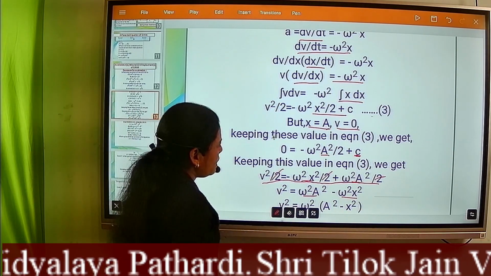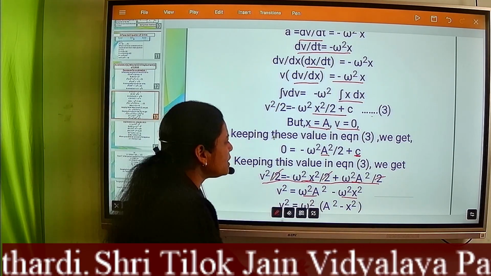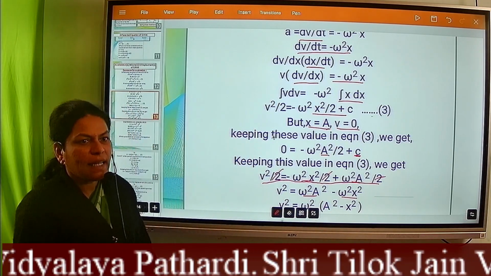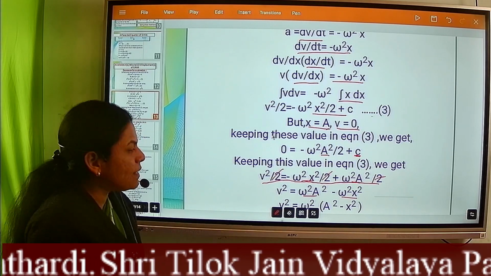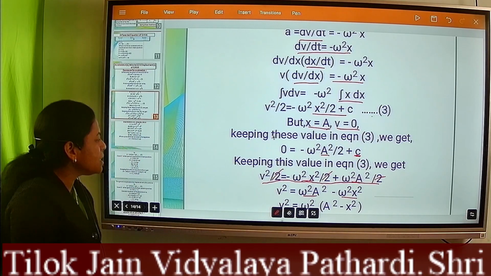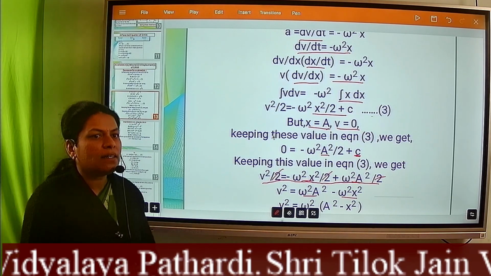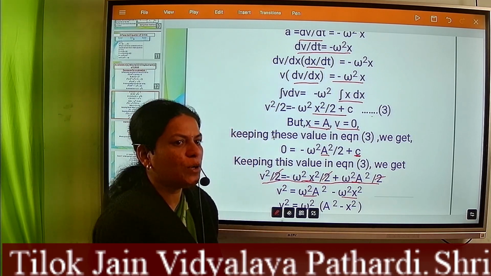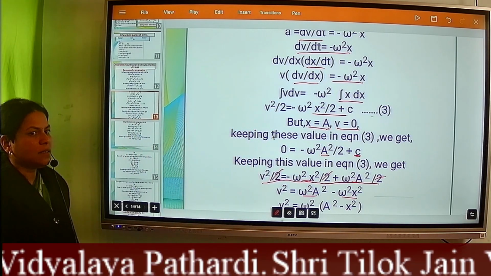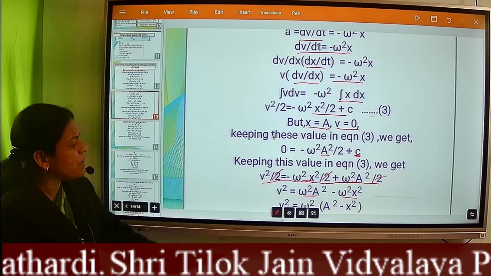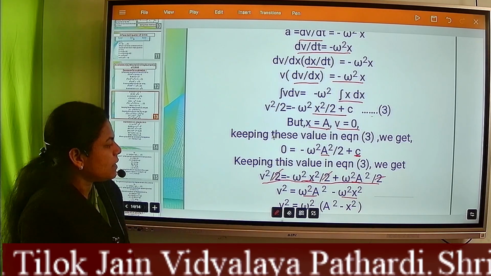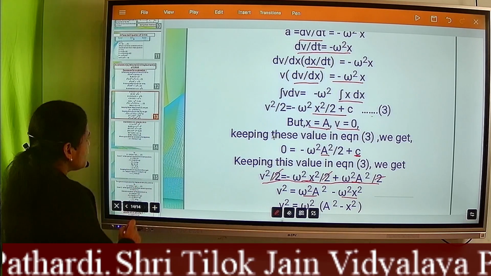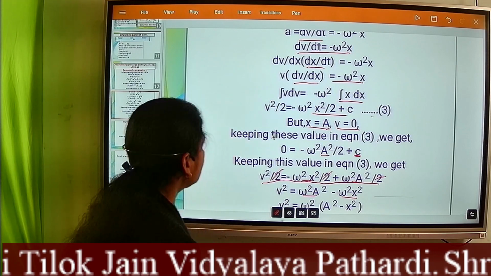Then v square is equal to omega square, taking it common, and writing the remaining term in bracket: a square minus x square. The final equation for the velocity of a particle performing linear simple harmonic motion is given by v square is equal to omega square into a square minus x square.